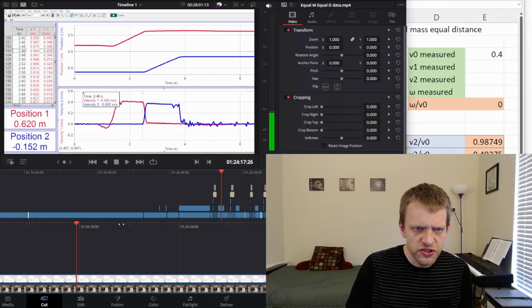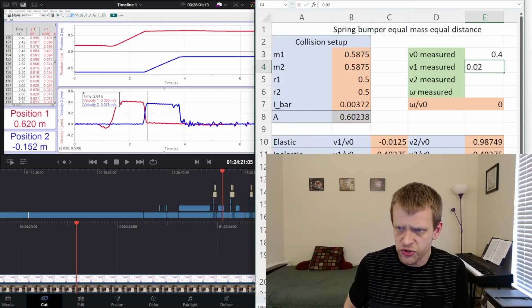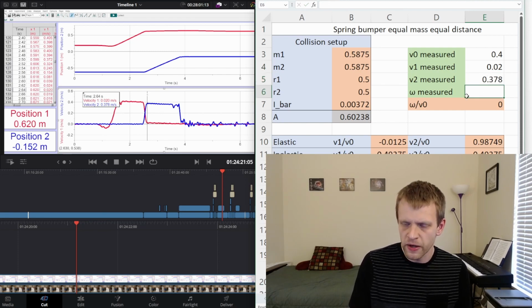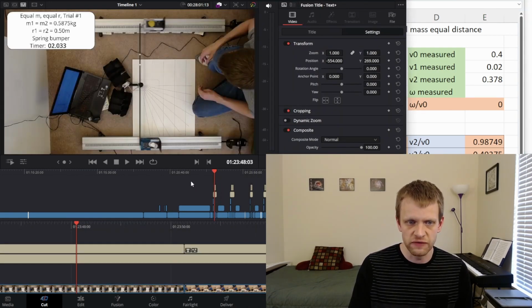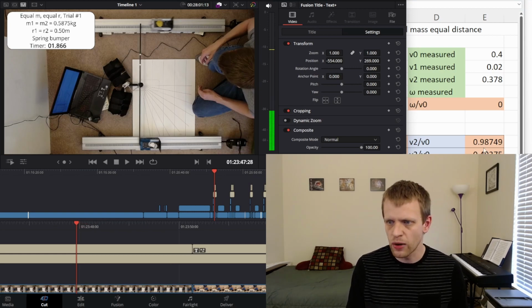And our velocity just after the collision, well, for cart 1, it's 0.02, and for cart 2, it's 0.378. Okay? But we also need this angular velocity. We need a way of measuring what is the angular velocity of this system. So let's go back to this part of the video and see how we're going to measure this.